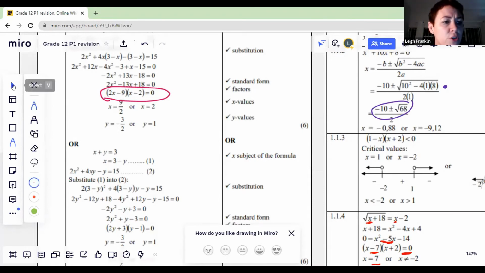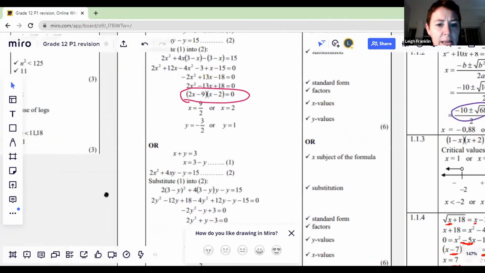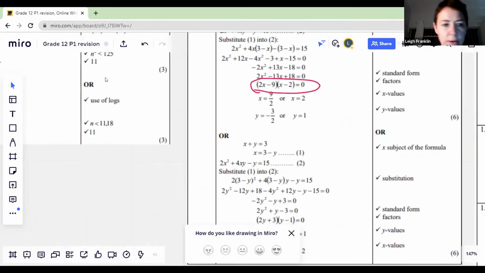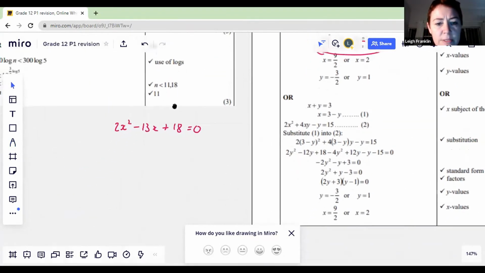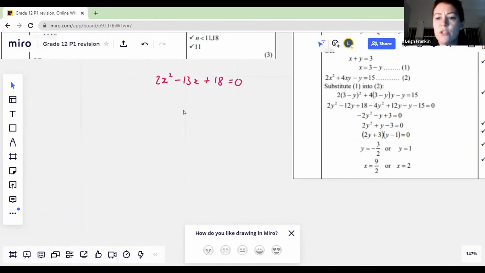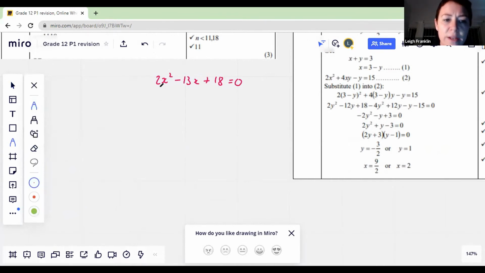Let's just answer your question though. Let's just go over to the side here. And I just want to get this down. So we've got 2x squared minus 13x plus 18 equals 0. Okay, so let me just move this into the center. When you want to factorize a trinomial that has something other than 1 in front of the x squared, the first thing you need to do is look and see what kind of number that is.